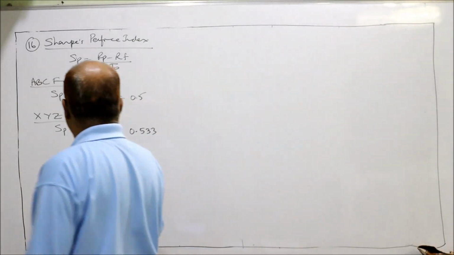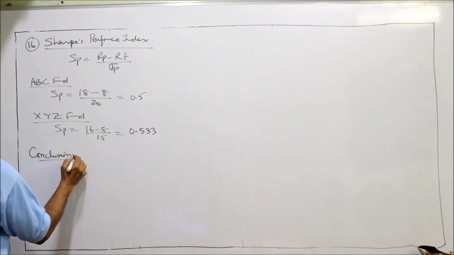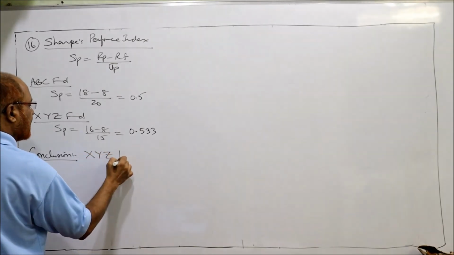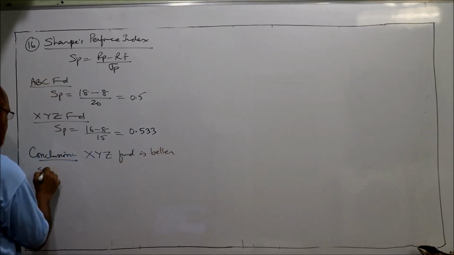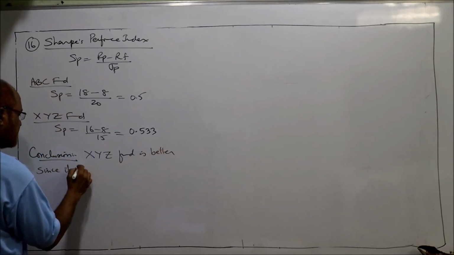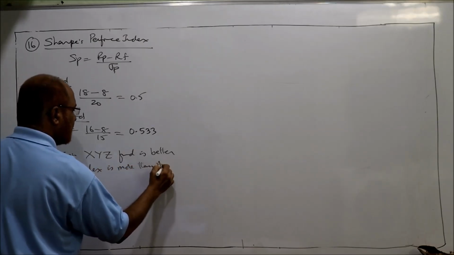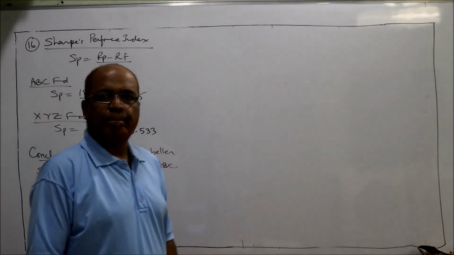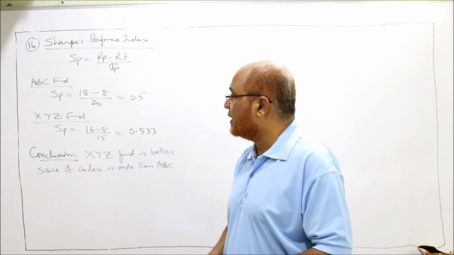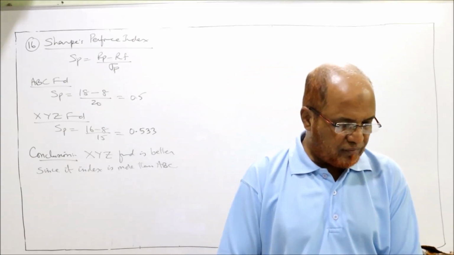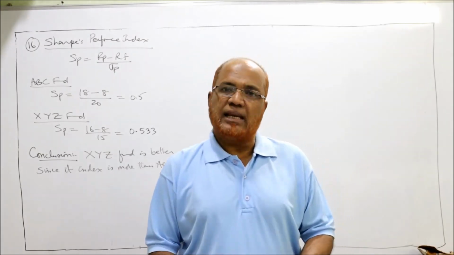So conclusion, we can give the conclusion. XYZ fund is better since its index is more than ABC. The index is more than ABC. So comparatively, XYZ fund is better. So we have completed 16th problem. The remaining problem, we'll do it in the next session.